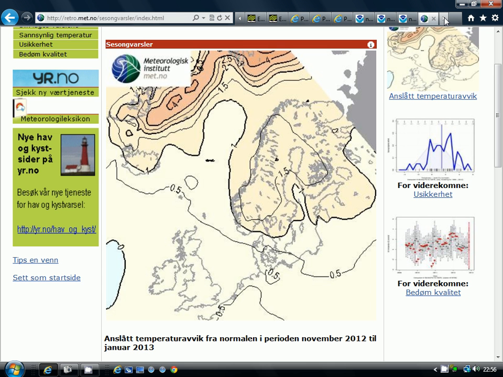Next model we're going to look at is the ECMWF. I would love to show you all the data, but the ECMWF has seasonal data that I can't show, because they keep it hidden away from the general public. So this is all I can show you.